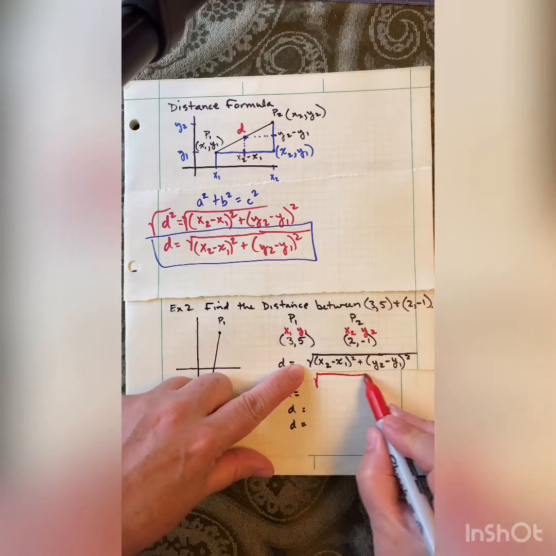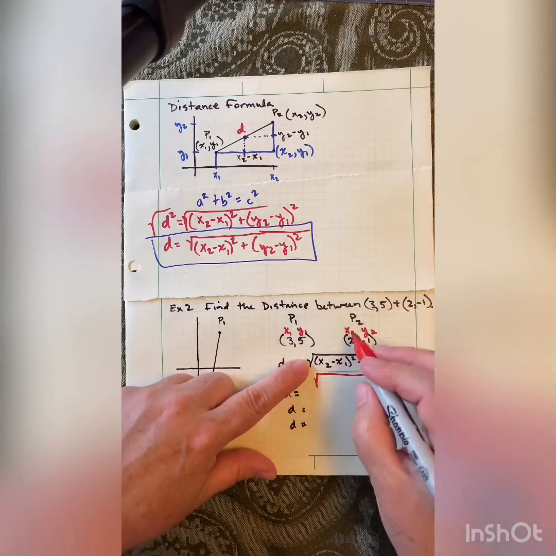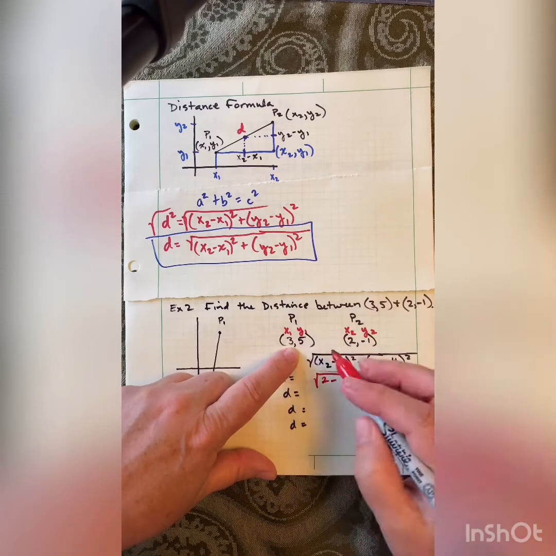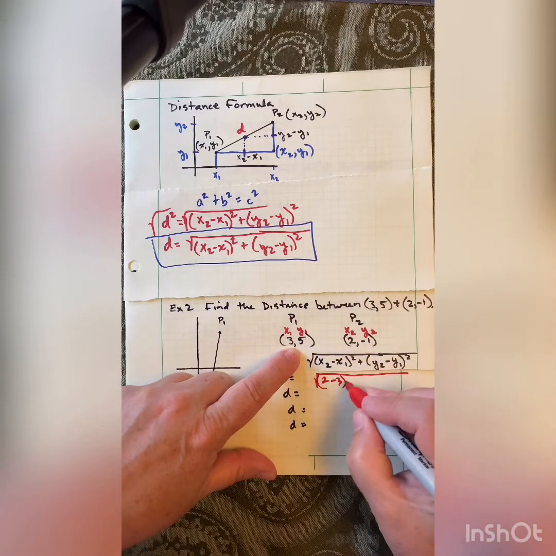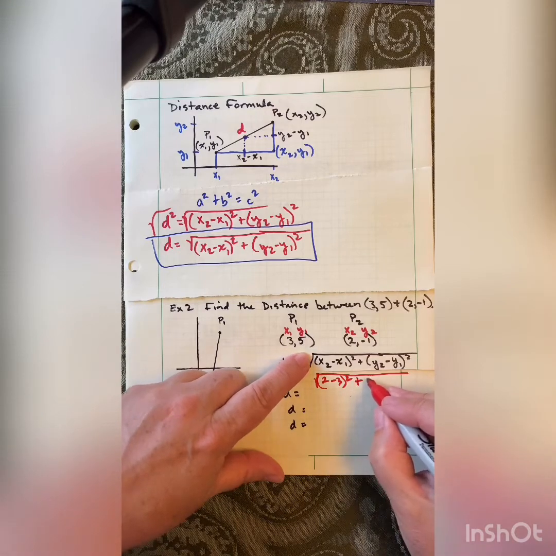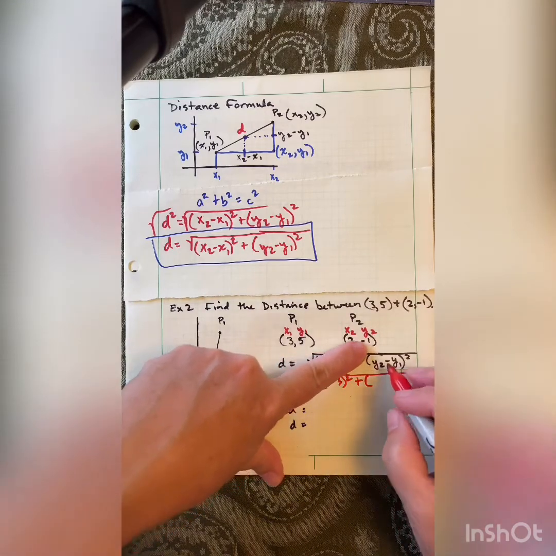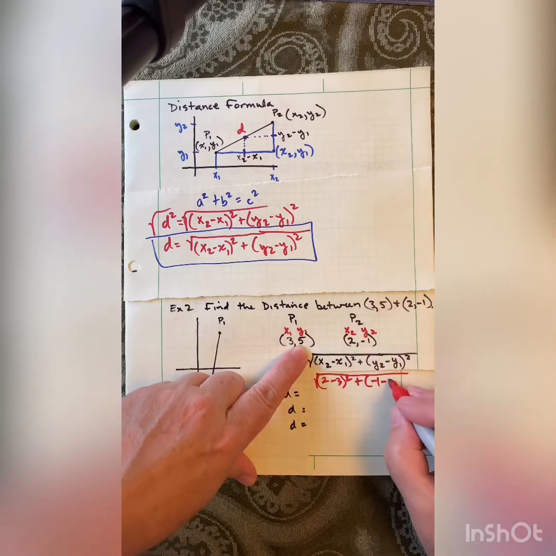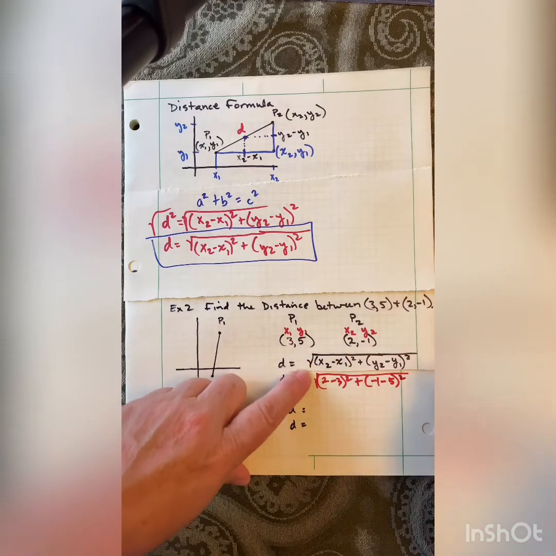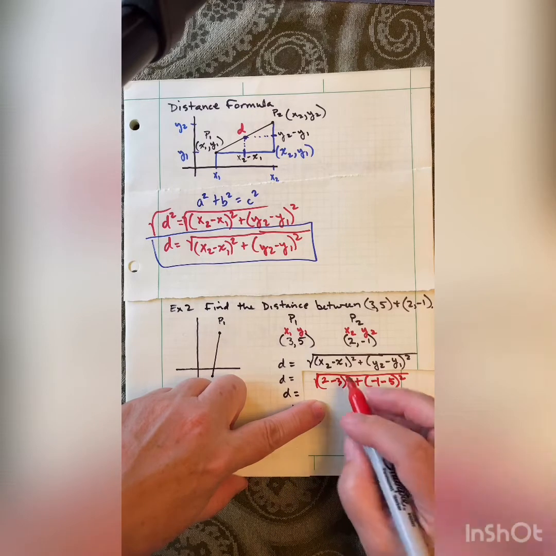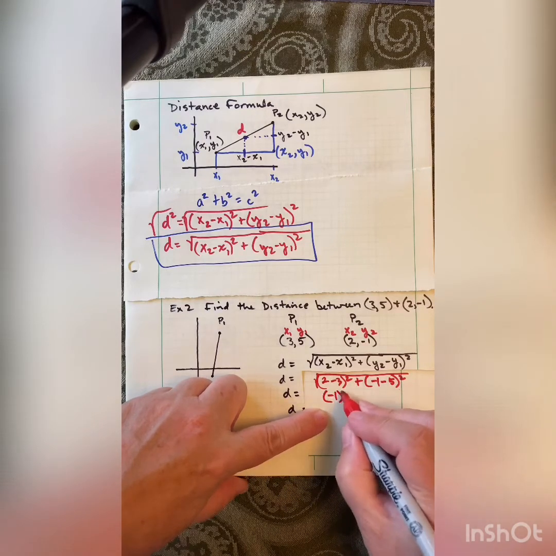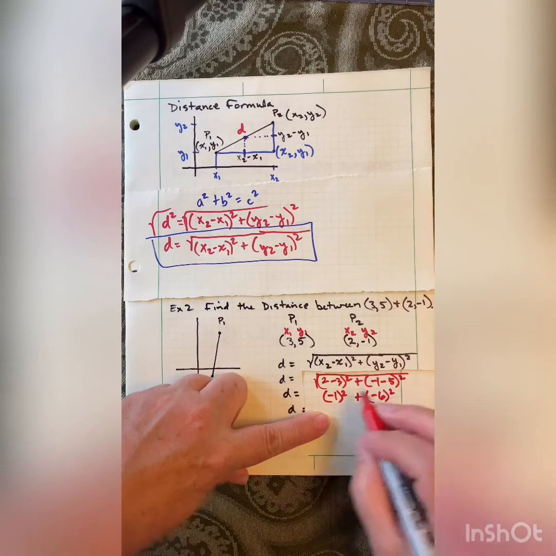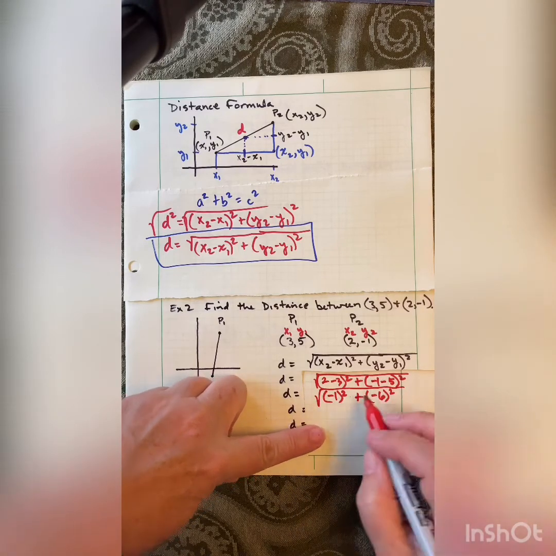So here is my square root. My x2 is 2 minus my x1, which is 3, and I'm going to take that and square it, plus, okay, so my y2 is negative 1, minus my y1, which is 5, and then I'm going to square it. So 2 minus 3 gives me a negative 1. I'm going to square it. And that gives me a negative 6. So I'm going to square it. And that's still under the radical.